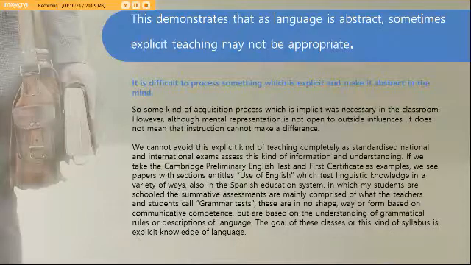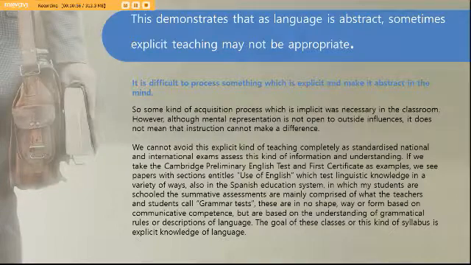So, with the mental representation, we've demonstrated that language is abstract and sometimes explicit teaching may not be appropriate, because it's difficult to process something which is explicit and make it abstract in the mind. So some kind of acquisition process which is implicit is necessary in the classroom. However, although mental representation is not open to outside influences, it doesn't mean that instruction cannot make a difference. But can we avoid this kind of explicit teaching completely?